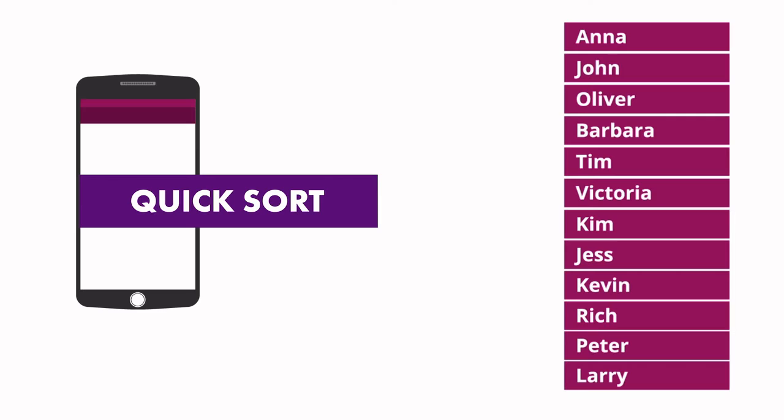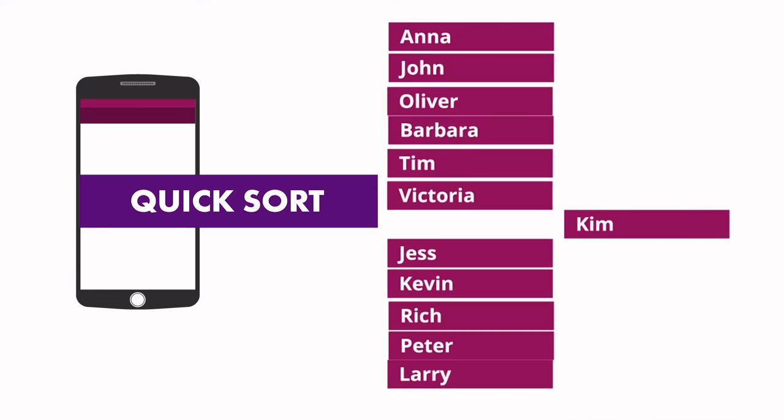Let's have a look. First, pick a random name. Just as an example, let's pick one more or less in the middle. So we'll start with Kim. We then go through the list of names and compare each one with Kim. If the name comes before Kim in the alphabet, then we put it in one group, and if it comes after, we put it in another group, like this.